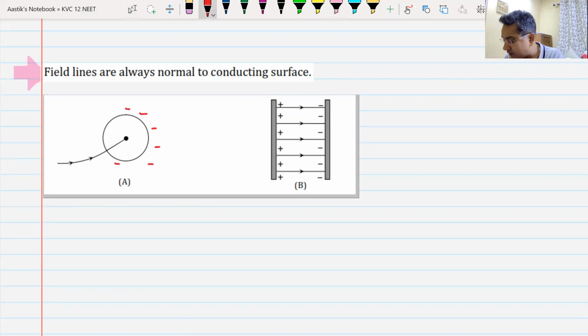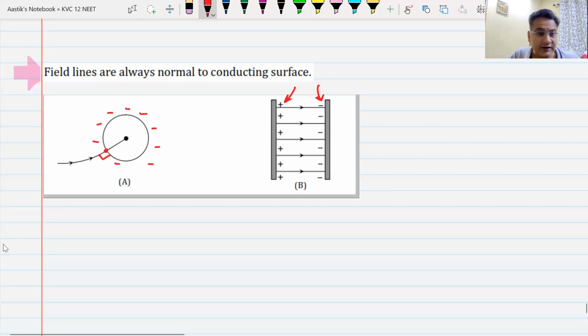So what do you see here? Electric field lines enter the conductor perpendicularly. Here, as you can see, there is a positive conductor. The electric field lines are coming out in a perpendicular direction. Here, the electric field lines are going in a perpendicular direction. Remember, inside a conductor there is no electric field and therefore there is no electric field line. Electric field lines do not exist inside a conductor.